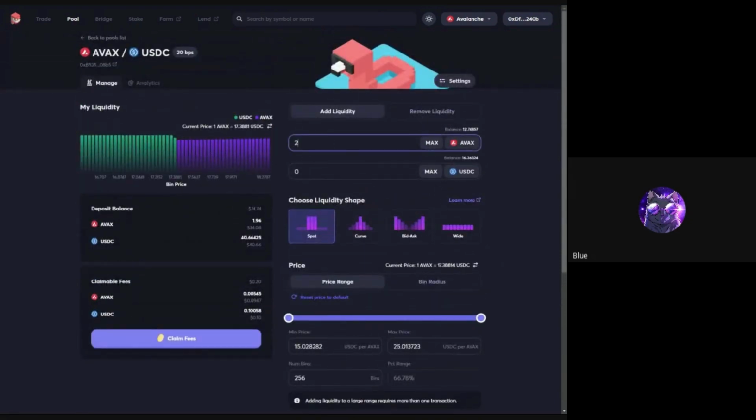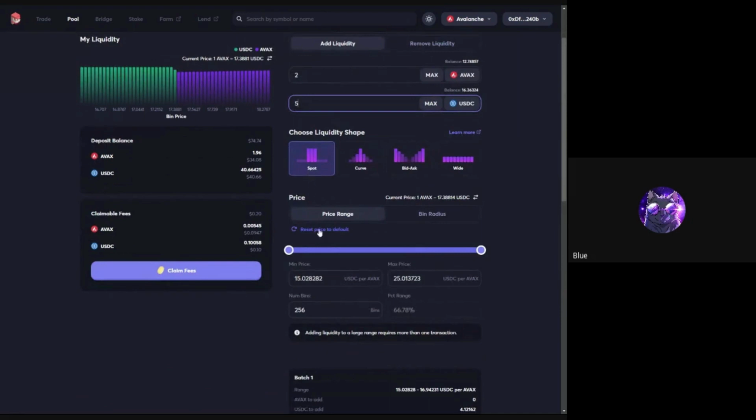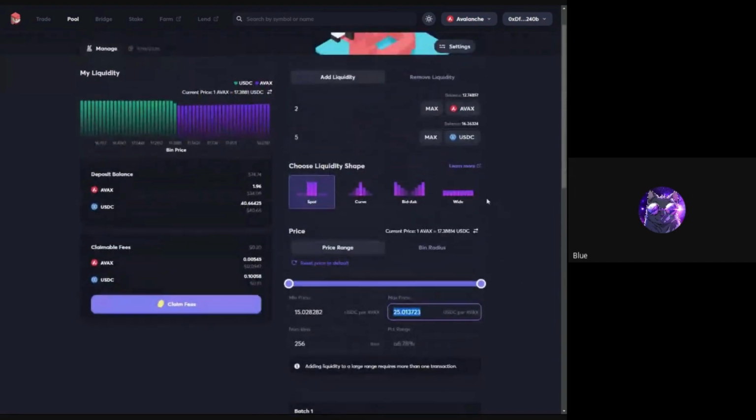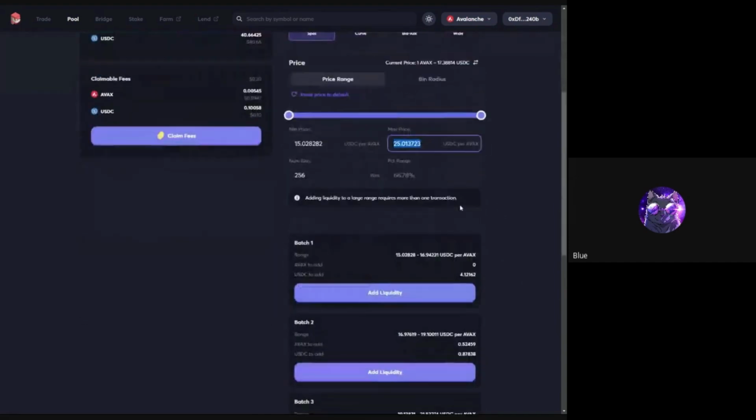You can deploy liquidity over a larger range using spot. So wide is not the largest range. You can go even wider. And thanks to spot, by selecting this, you can pretty much define any price range that you want to put liquidity over. So if you want an even wider range than wide, you can go ultra wide.